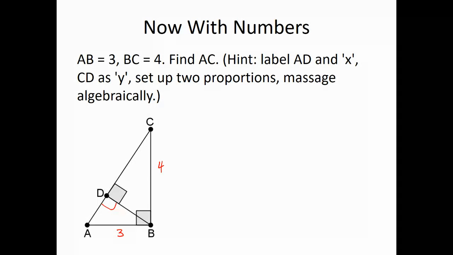Hint. In the right triangle ABC, we're given the lengths of the two shorter sides, that is the legs, and we wish to find the length of the hypotenuse. Now, of course, if we had the Pythagorean theorem, we could apply it immediately, but we don't, so we won't. So how will we do this? Well, let us label AD as x, and let us label CD as y, and then what we will do is we will now set up some proportions.